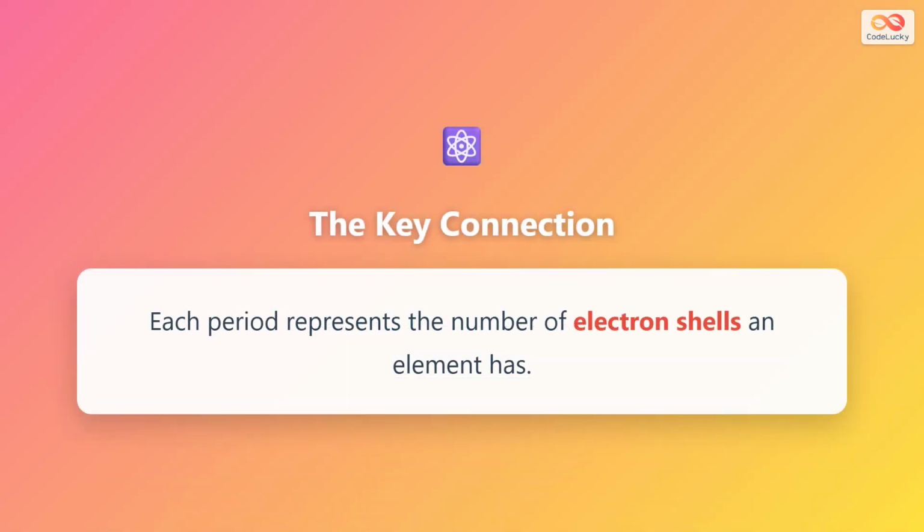Here's the key connection you need to remember. Each period represents the number of electron shells an element has. The period number tells you exactly how many shells of electrons surround the nucleus of that atom. This is a fundamental relationship that helps us understand atomic structure.